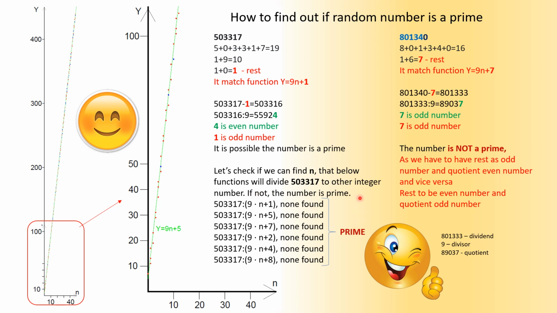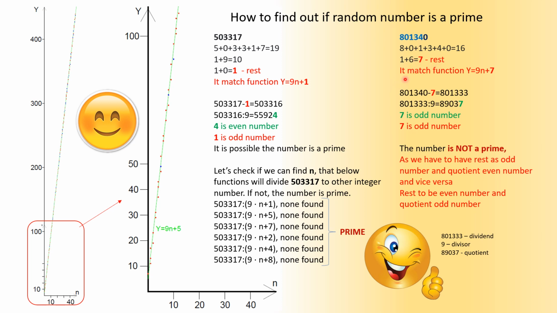Let's take another example: 801,340. As you can see, 0 is at the end, and we already know it's not a prime because it can be divisible by 2, 5, or 10, for example. But it's about the rule of how it works. Let's sum up its digits: 8 plus 0 plus 1 plus 3 plus 4 plus 0. It gives 16. 1 plus 6 is 7, which is our rest.